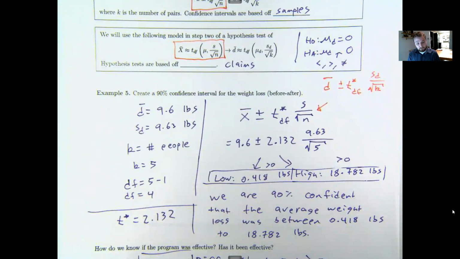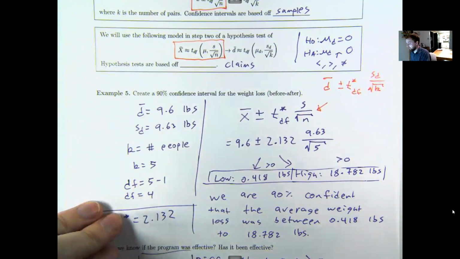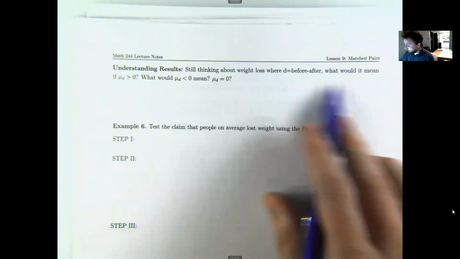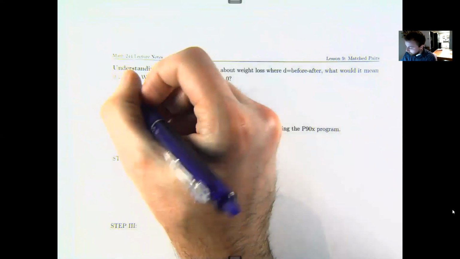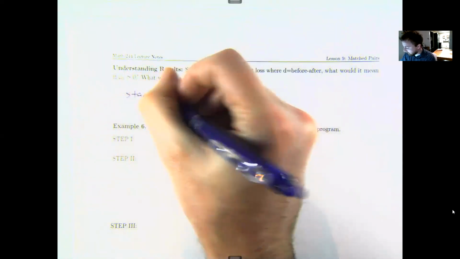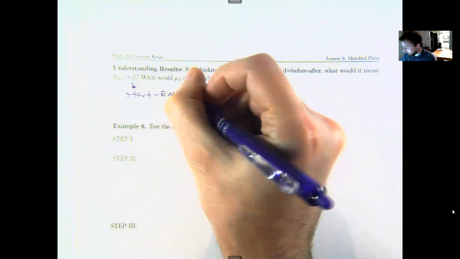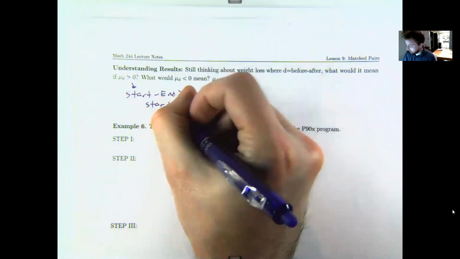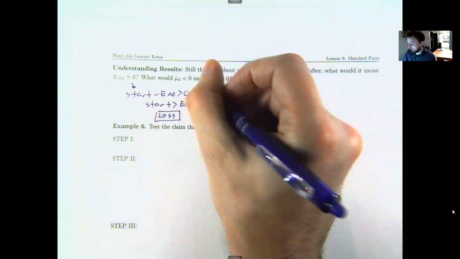We just looked at this P90X data for a confidence interval. Let's try to do the same thing now with a hypothesis test and then put everything together. So same thing that I just had on this last page, I'm bringing it back again. What would it mean if the average was greater than 0? Well, this would tell me that the starting minus the ending would be greater than 0. That's the same thing as saying the start weight is larger than the ending weight, and that means you've lost weight.